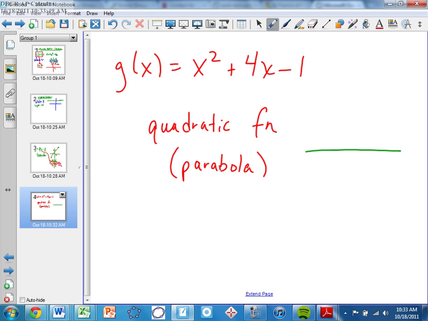Again, if I wanted to find out the height of the function at a given x value, if I said, what is the height of this function when x is 3? What do I do with the 3, guys? Just plug it on in.